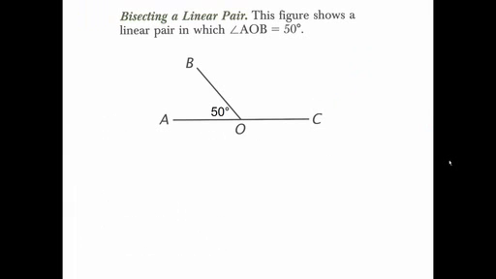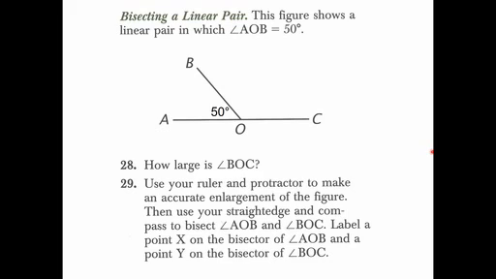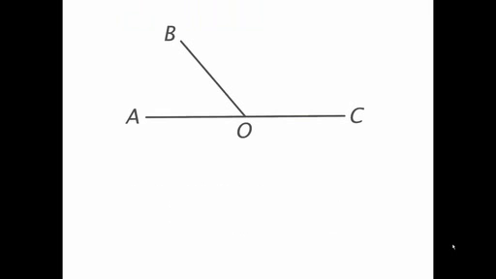Going to get a little practice with bisecting here. We've got a linear pair. We've got one of the angles, AOB. If that's 50, you know for sure what BOC has to be, and they ask you that right away. And here's the practice with construction. So make a good enlargement. It's a lot easier. And then do exactly what they say here and label.